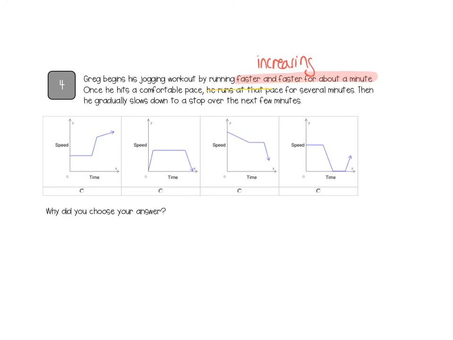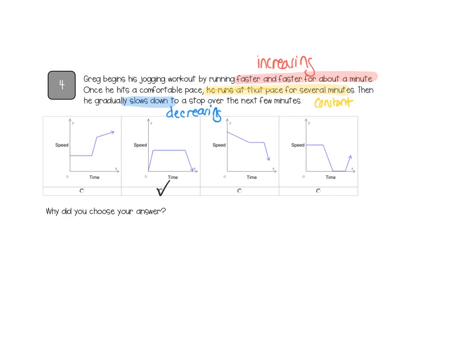So I'm going to highlight this. He runs at that pace for several minutes, and that is considered a constant. And then he gradually slows down to stop over the next few minutes. Well, when you're jogging and you're slowing down, that means that you're decreasing the speed, right? Your speed's going down. So that tells you that you're going to be decreasing. So if you look at your graphs, you're looking for one that shows increasing speed, and then a constant speed, and then a decreasing. And the graph that shows that would be the second one.